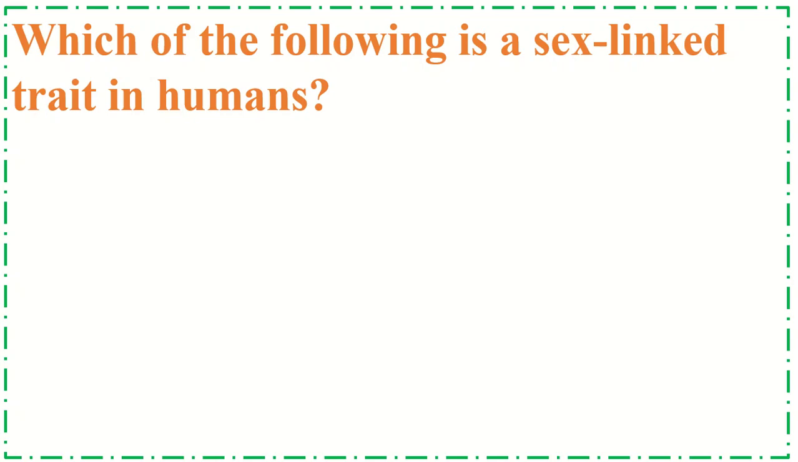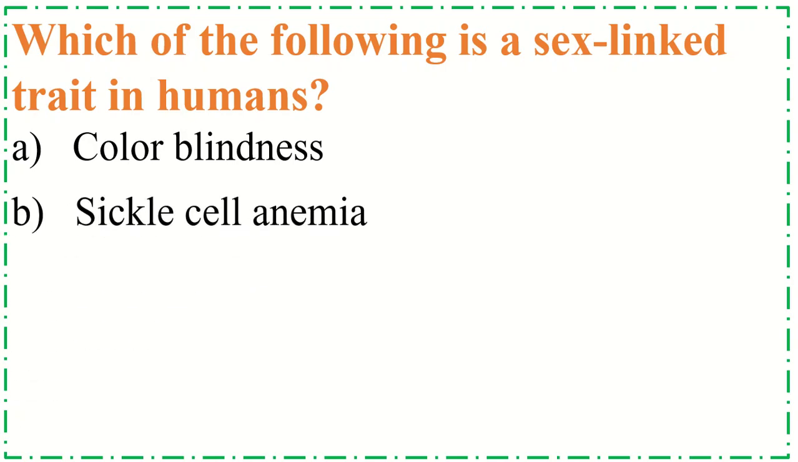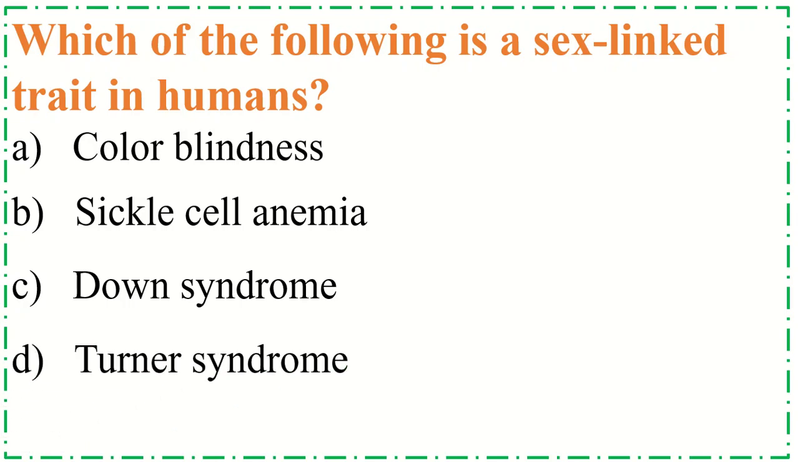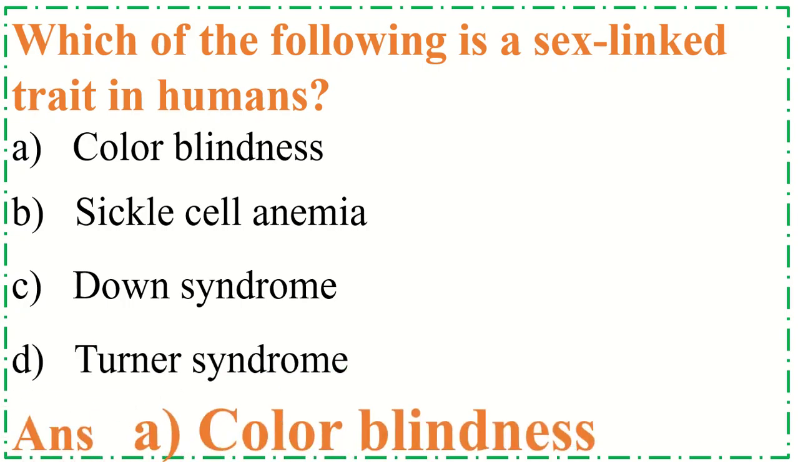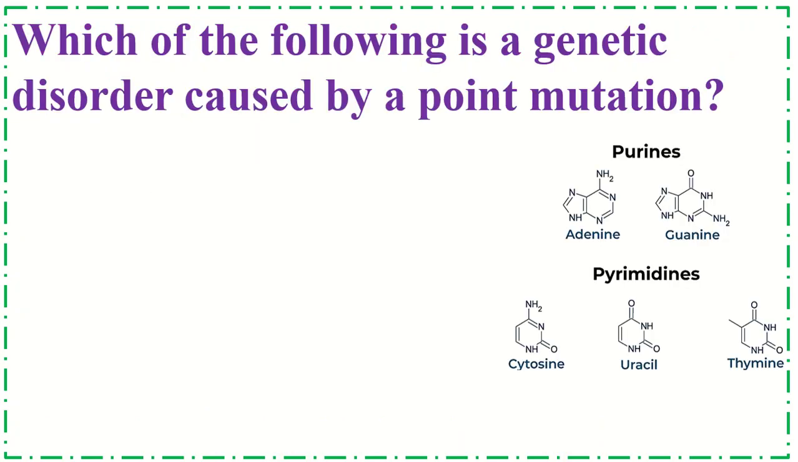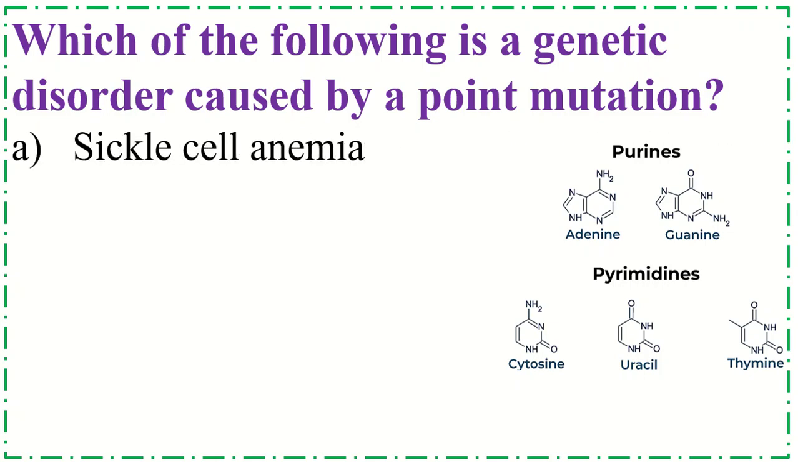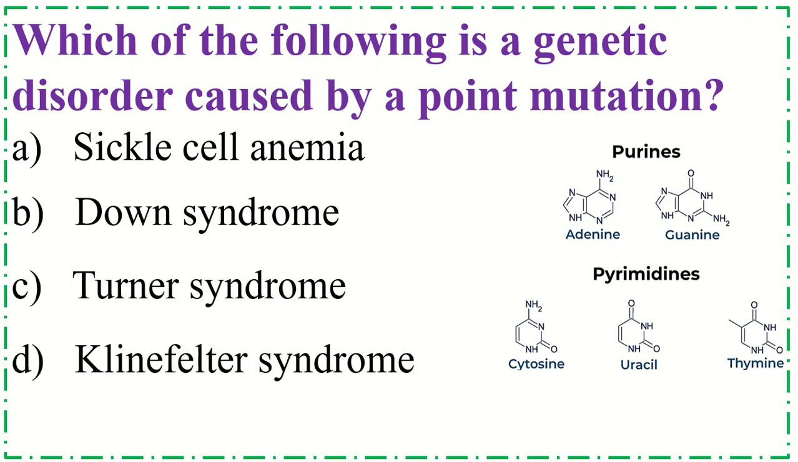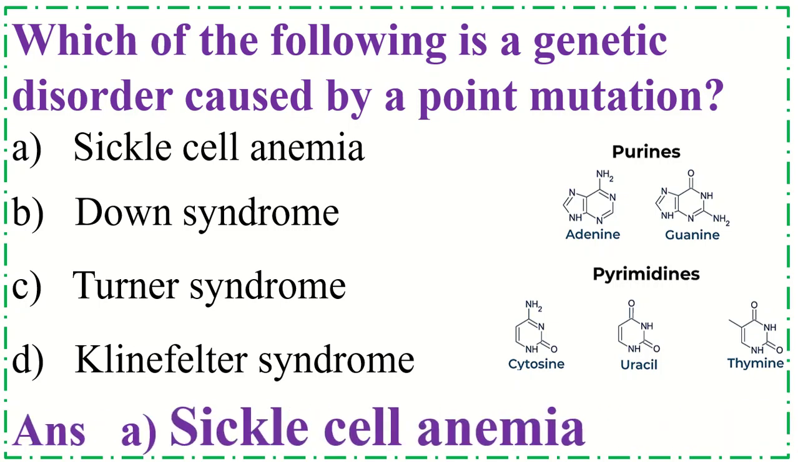Which of the following is a sex-linked trait in humans? Option A color blindness, option B sickle cell anemia, C Down syndrome, D Turner syndrome. The correct option is A color blindness. Which of the following is a genetic disorder caused by a point mutation? Option A sickle cell anemia, B Down syndrome, C Turner syndrome, D Klinefelter syndrome. So the correct option is A sickle cell anemia.